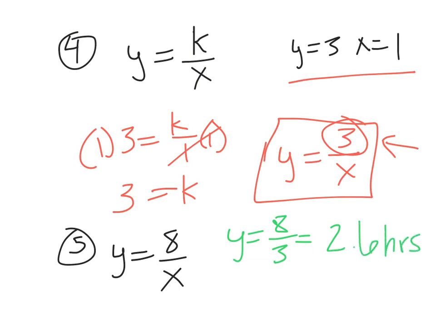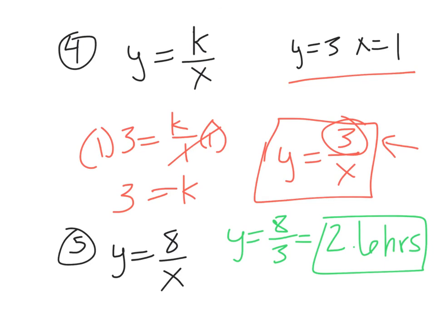2.7. My book says 2 2/3, so 2.6, 2.7, they're both right there, because I'm just rounding it. I would probably accept either answer. So 3 workers is going to take a little bit longer.